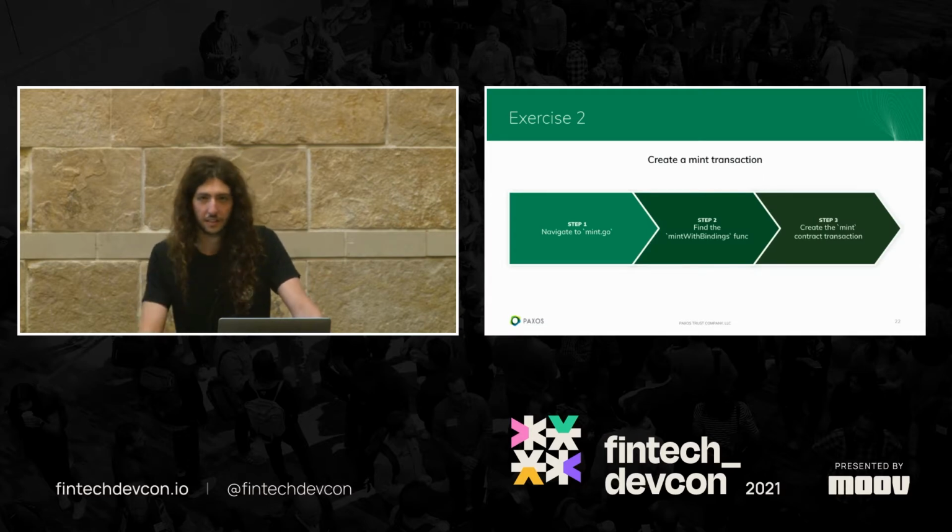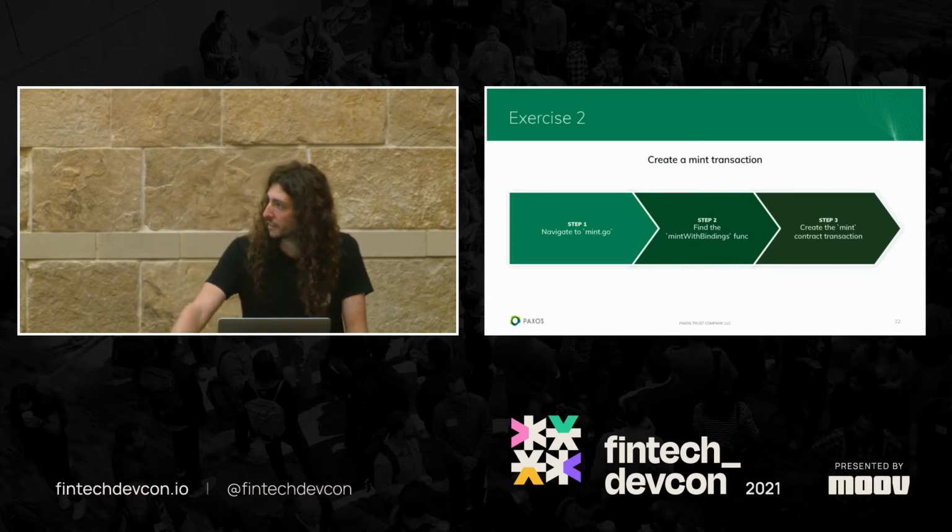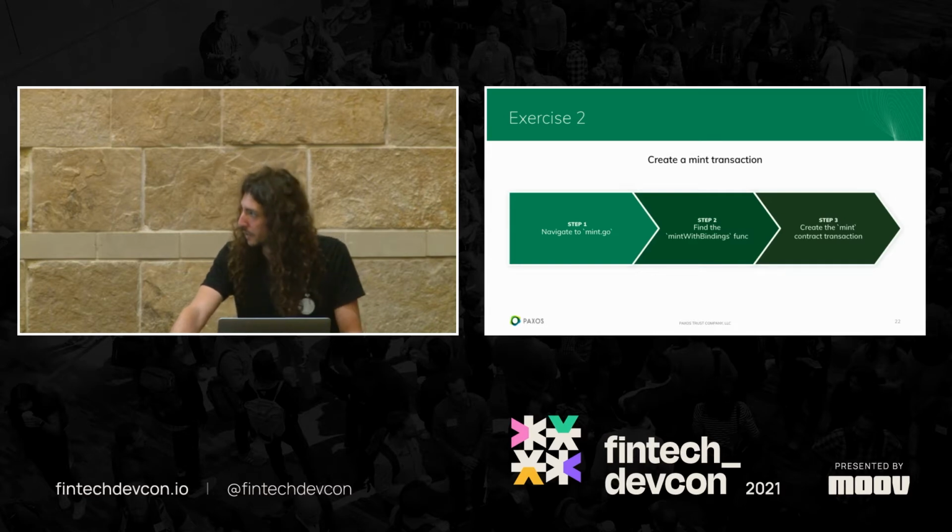So now we're going to go to the second exercise. We're going to navigate to the mint.go file within package server. We're going to find the function called mint with bindings, and then you're actually going to do the mint transaction. After completing this, you will have minted tokens to your local blockchain with this ERC20 that we have just created all together.